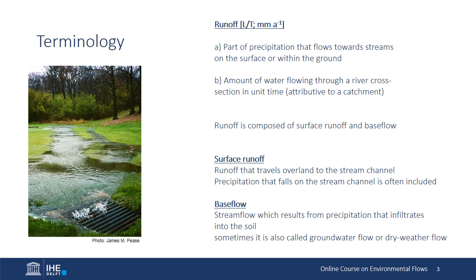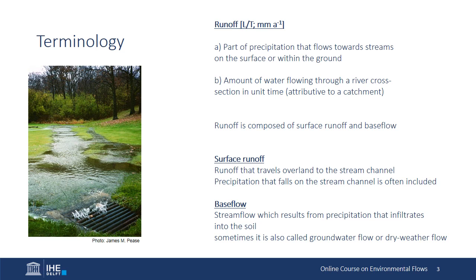First of all, let's define some terms to be used in the next couple of slides. What is runoff? Runoff is that part of precipitation that flows towards streams on the surface itself or within the ground. It can also be seen as the amount of water flowing through a river cross-section in a unit time attributed to a catchment. It has a unit of a length per time, often expressed in millimeter per year. If you think about an annual water balance, then it would have the same unit as rainfall and as evaporation and can be used in the water balance itself.